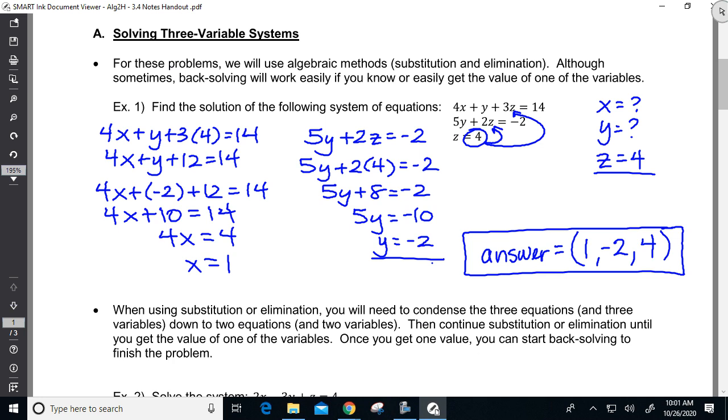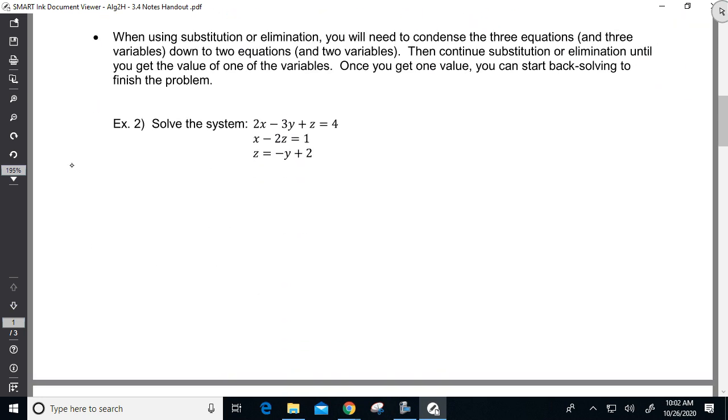So, when they give you one, it's very easy to start solving and get the rest. Questions before we continue? That's the easy stuff. If they already give you one answer, that's the easy stuff.